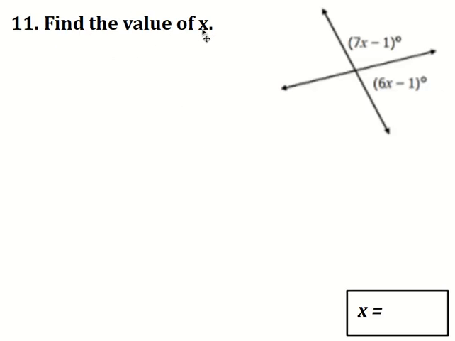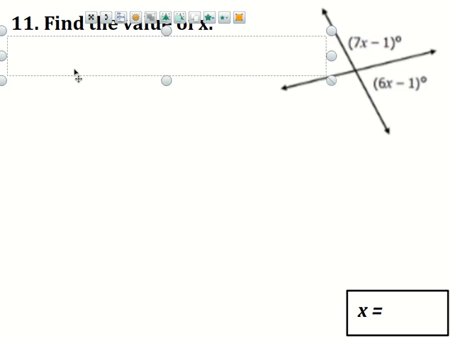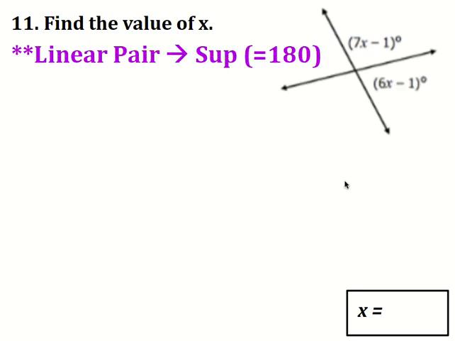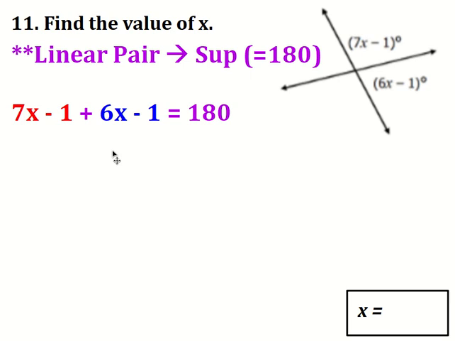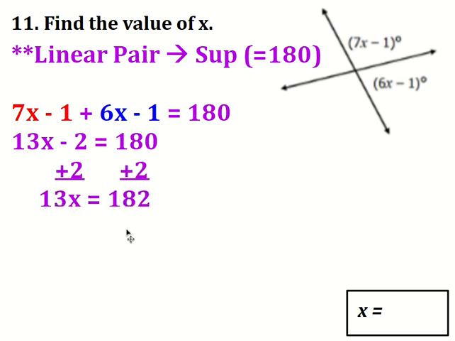11. Find the value of x. All we've been given is this diagram here. I notice that they are both sitting on this line right here. So again, a linear pair is supplementary. 7x minus 1 plus 6x minus 1 equals 180. Combine like terms. Move the 2 over. So 13x equals 182. Divide both sides by 13.